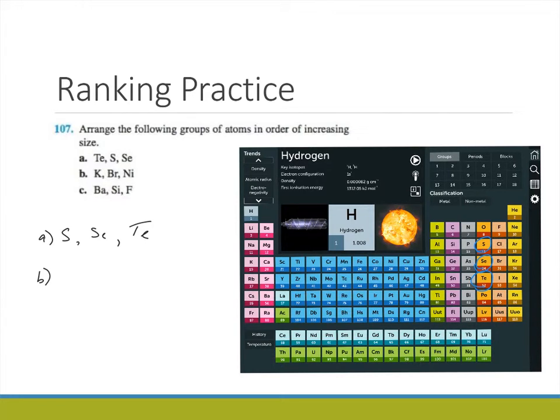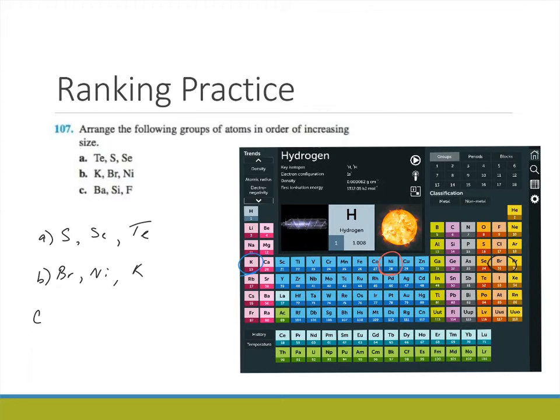In B, we have potassium, bromine, and nickel. Okay, so they're all in the same period. We know as we go across a period, the size decreases. So that bromine would be smaller than nickel, which would be smaller than potassium.